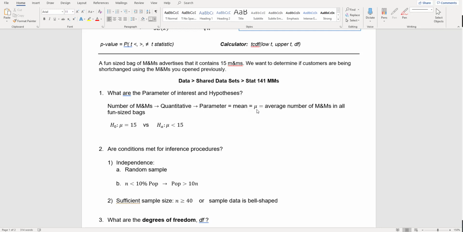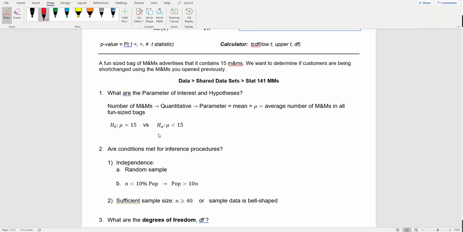While we'll never be able to know it, we can try to create some ideas about it. And according to Mars, they state that the average number per bag is 15. And without any evidence otherwise, we'll believe them. Our default belief about these fun-sized bags is that the average number contained within each one is 15. So for our null hypothesis, we'll take the parameter of interest, mu, and set it equal to what the company states, 15. So this mean goes here.